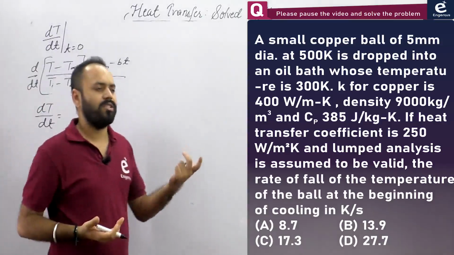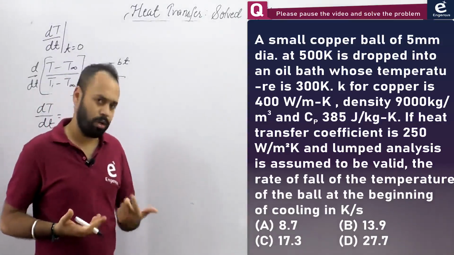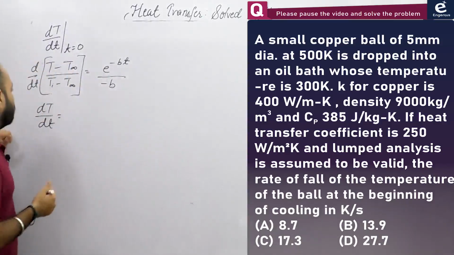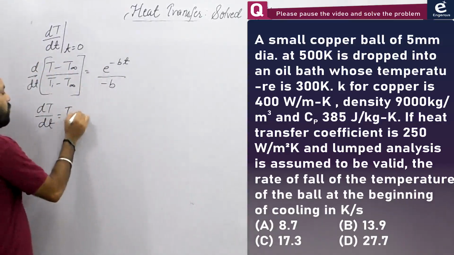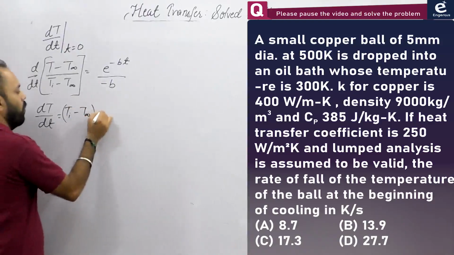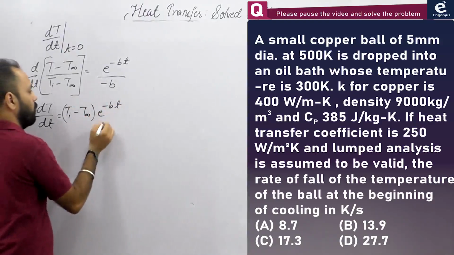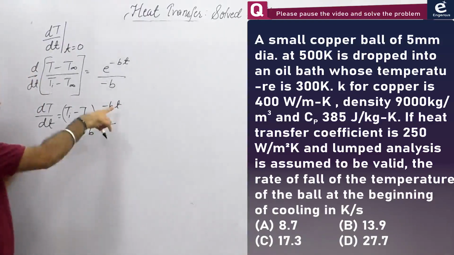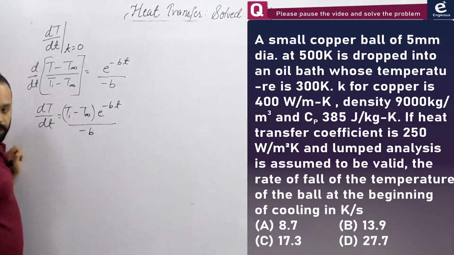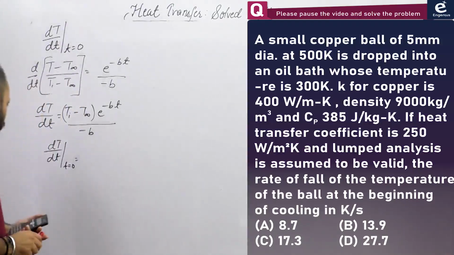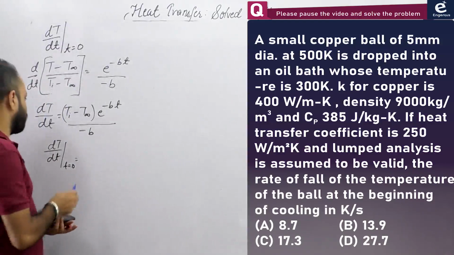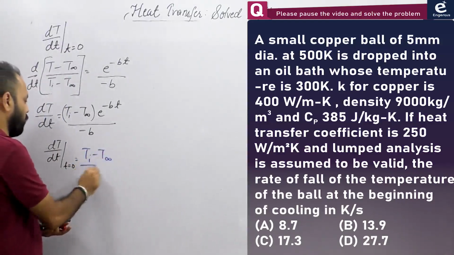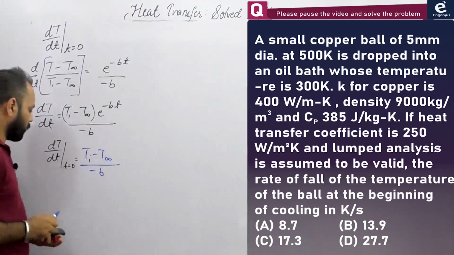So d of T by dt will be the same as, don't worry about this, the T infinity difference. The rate of (T minus T infinity) with respect to time, the same will be for T with respect to time. So that is equal to (Ti minus T infinity) multiplied by e raised to power minus bt divided by minus b, and they are asking us at time t equal to 0. So this has to be 0, e to the power 0 becomes equal to 1. So if you put t equal to 0, this expression becomes (Ti minus T infinity), in fact, divided by b, correct?